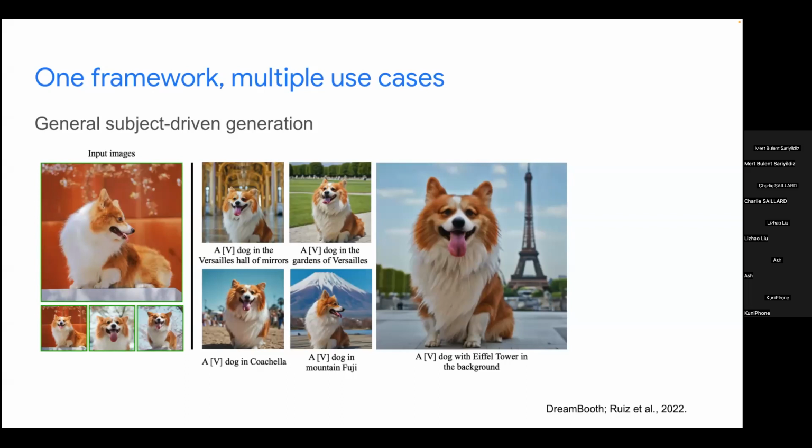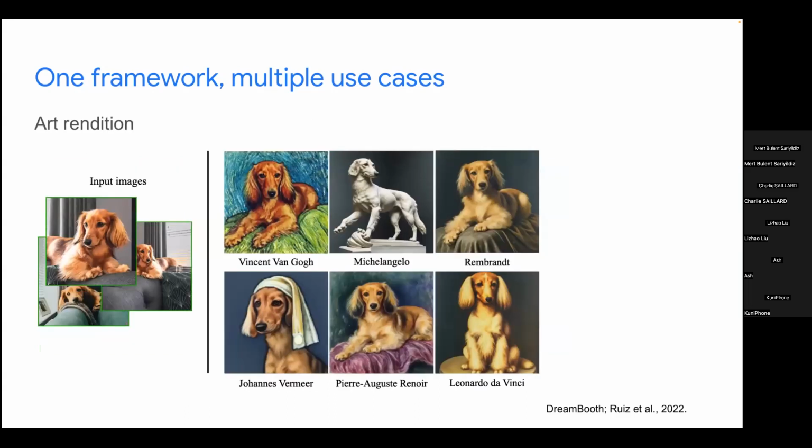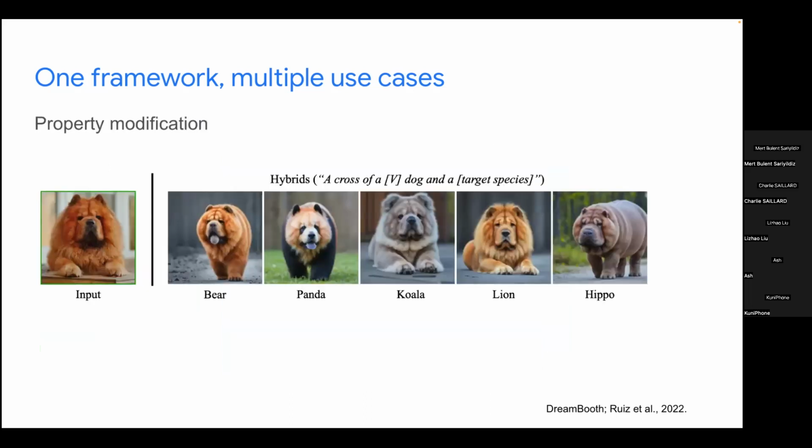But the incorporation of the prior preservation loss so that the model didn't do any catastrophic forgetting was very important. Then we can do art rendition: on the left-hand side, we can see our training samples, just 3 or 5 of them, and then we can render that new dog into interesting contexts. We can also do property modification, which is kind of cool, like image editing and stuff like that. So one framework, multiple use cases.